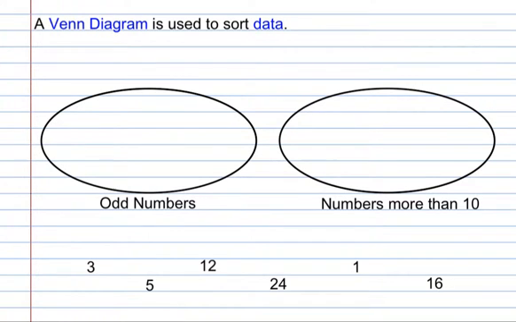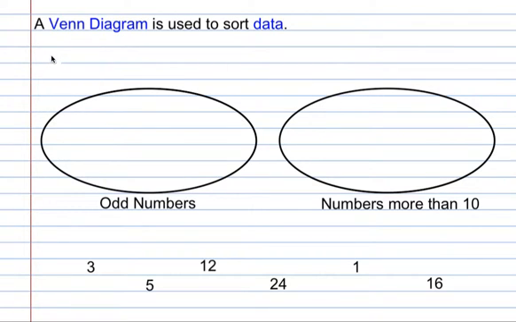So the first thing you need to know is that a Venn diagram is used to sort data. Now data is just another word for information, and the Venn diagram was invented by a man called John Venn, and basically it consists of circles or closed curves like the ones you see below.